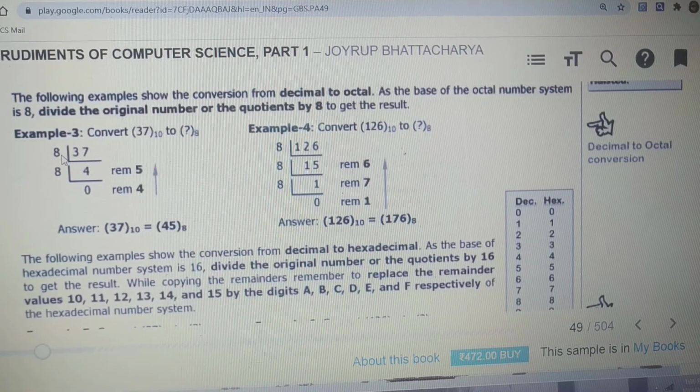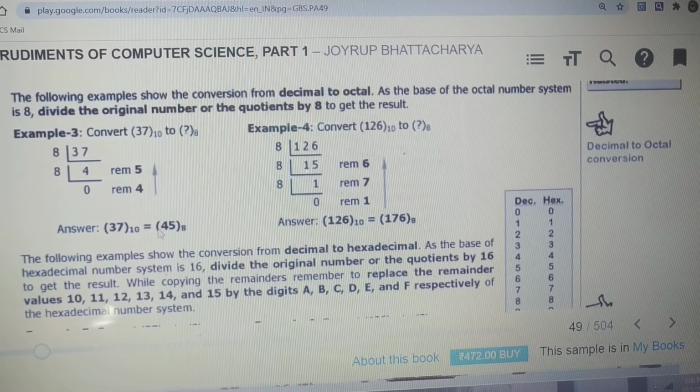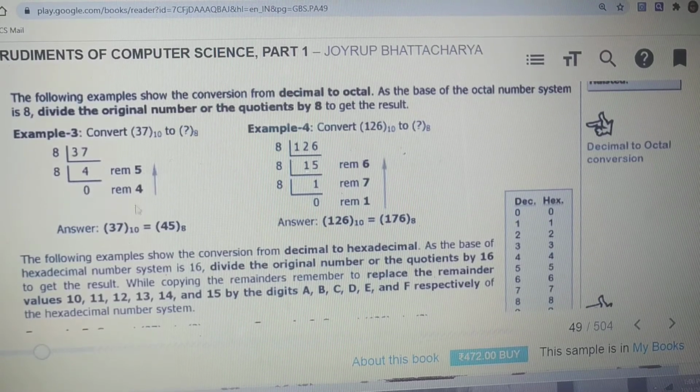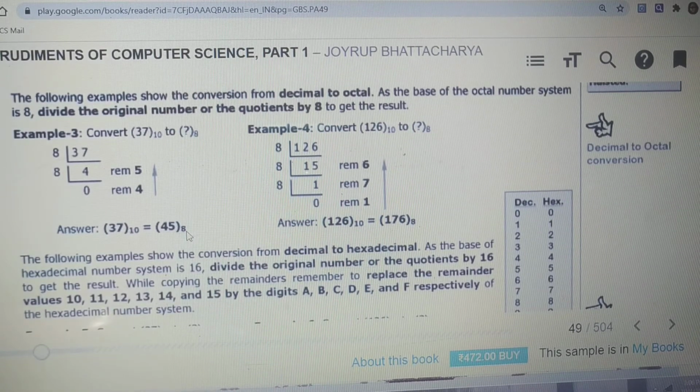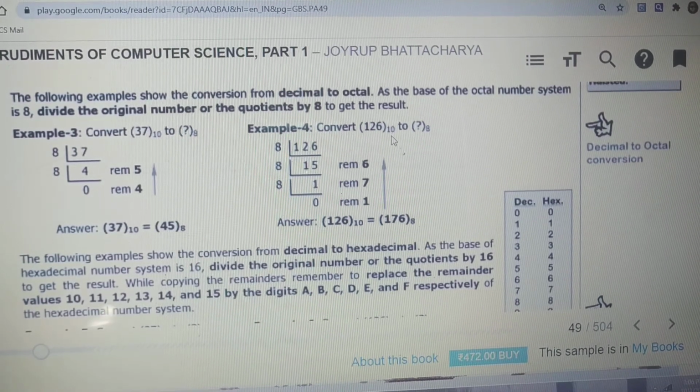So 8 fours are 32. The quotient is 4 and the remainder is 5, since 37 minus 32 is 5. Again, 4 divided by 8 is not possible, so the quotient is 0 and the remainder is 4. Again it is from bottom to top. So 45. If you do not put the base value, that is 37 base 10, 45 base 8, then you will get 0. Now coming to the next one, that is 126 base 10, we have to convert it into base 8.